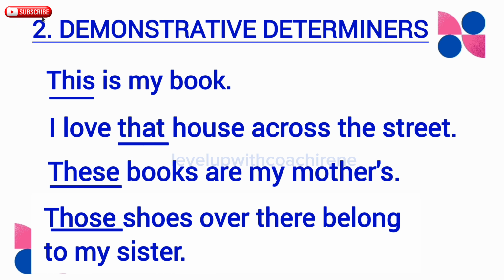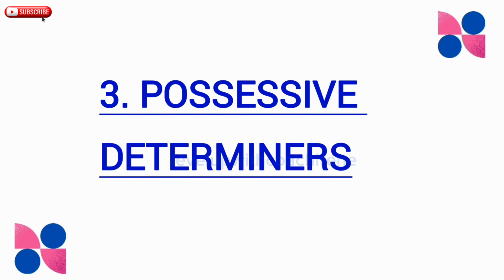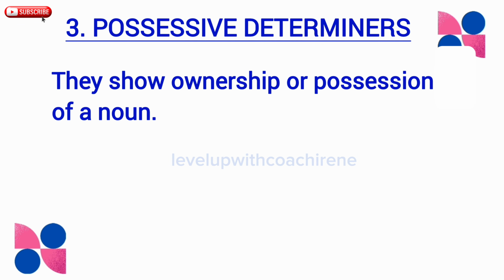Those shoes over there belong to my sister. These demonstrative adjectives help specify the proximity and quantity of the noun they describe. Number 3, possessive determinants. They are also known as possessive adjectives. They show ownership or possession of a noun.